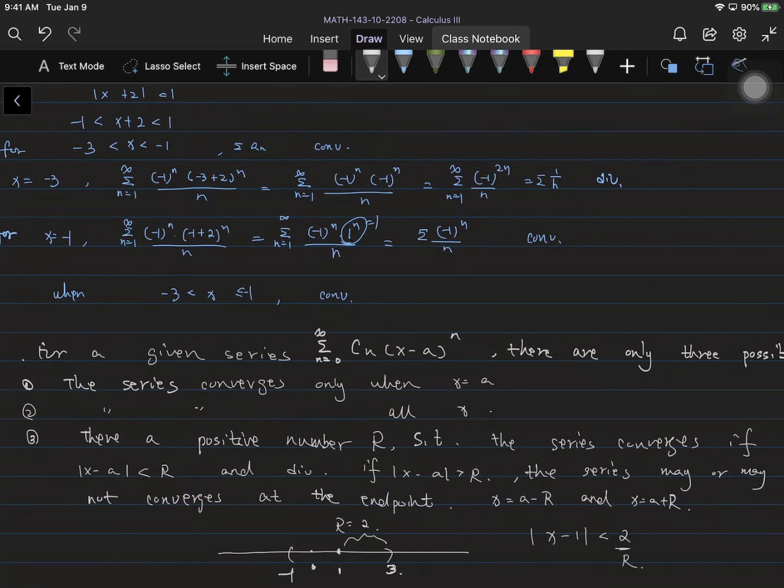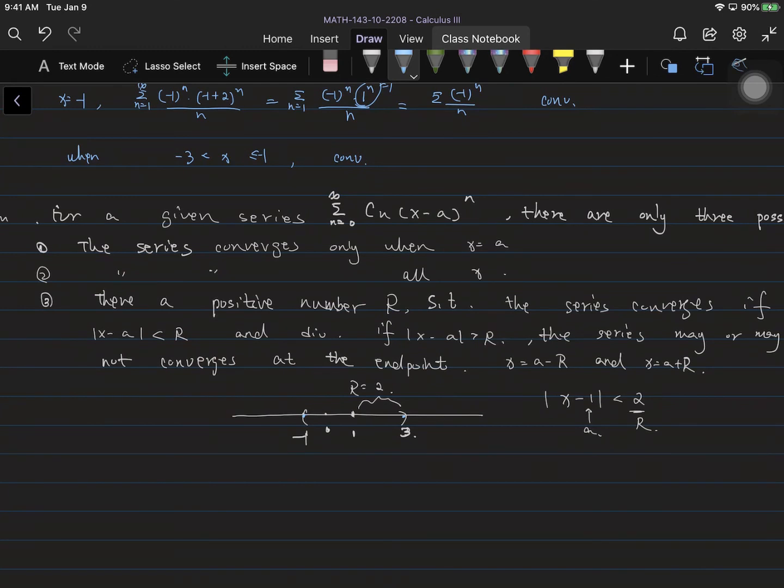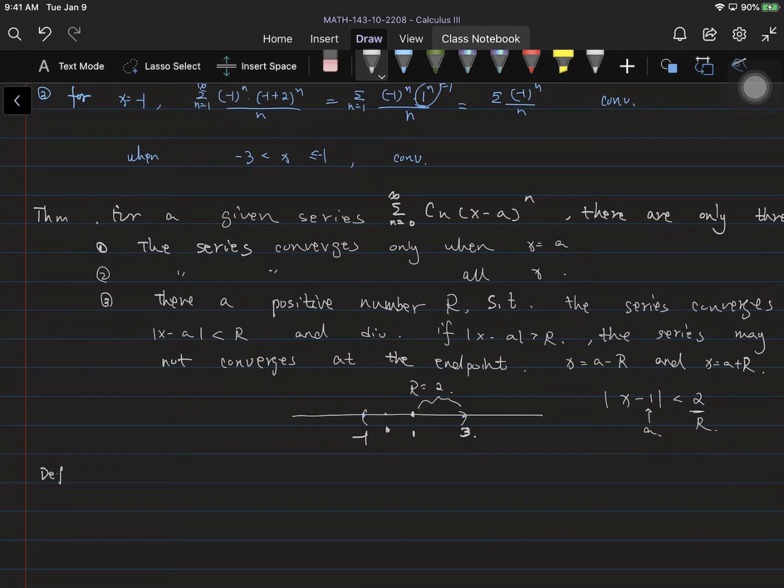And a is 1. And our endpoints are -1 and 3. And we don't know whether it may or may not converge or diverge, same as our previous examples. Okay, so now we have a definition. We define the capital R as the radius of convergence. So, definition 2. The number R is called the radius.